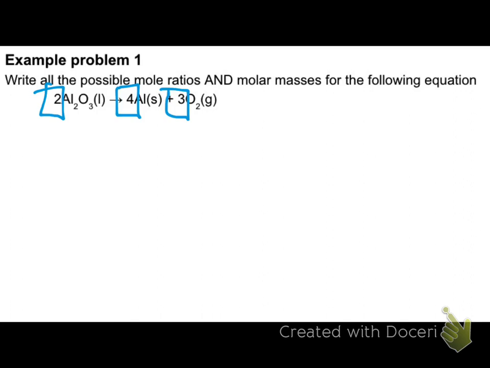Then, as far as molar masses, what did we come up with for aluminum oxide? Al2O3.